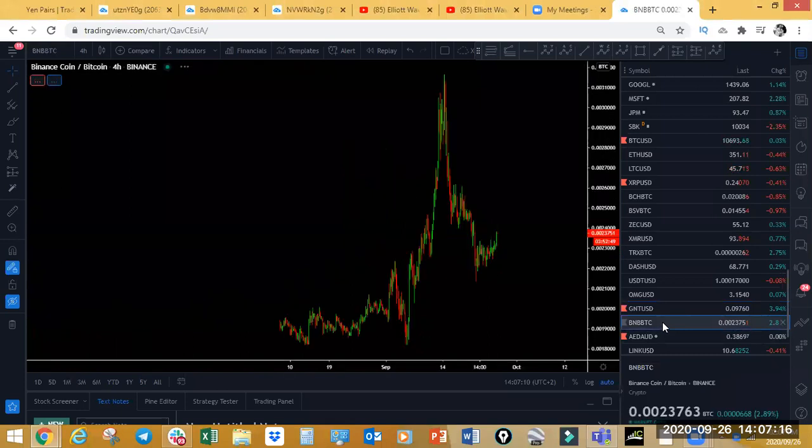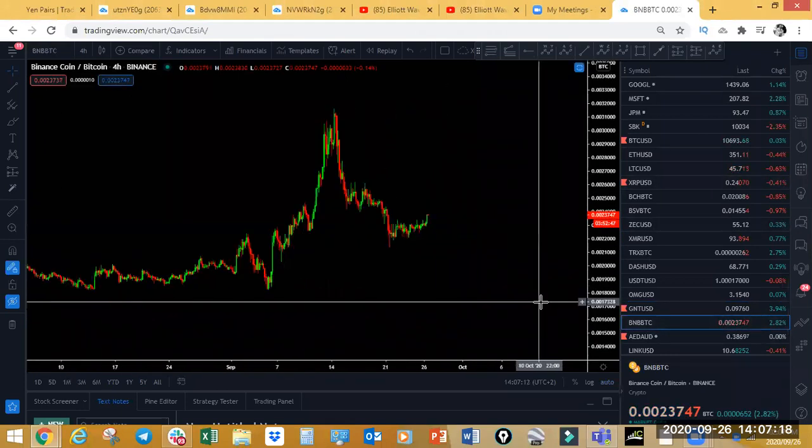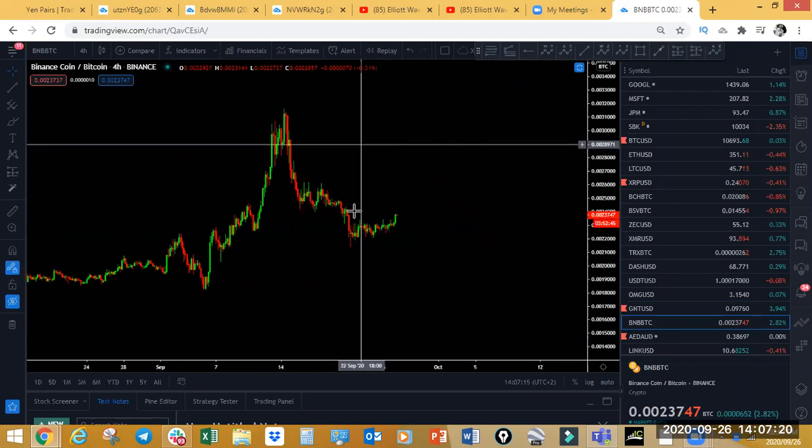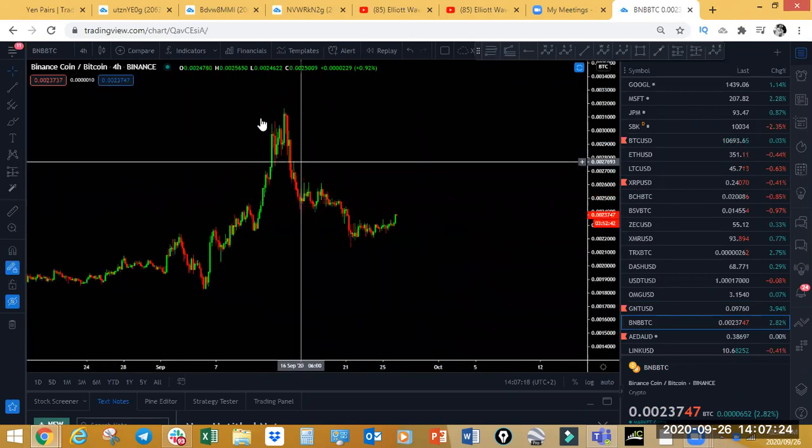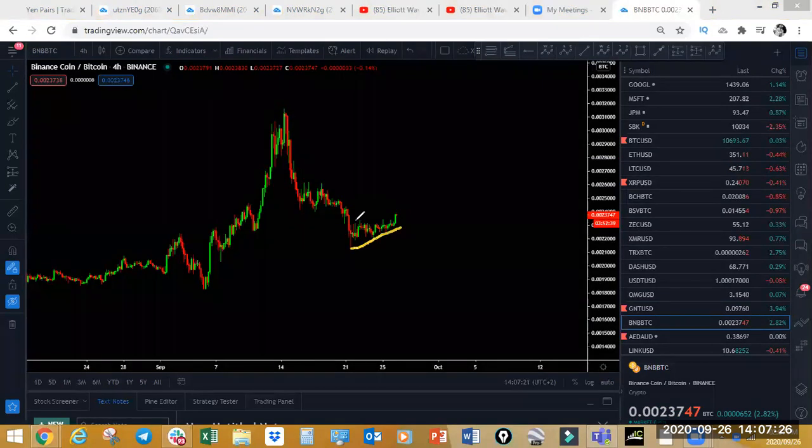Binance. Binance is not clear. Let's have a look here on Binance. So Binance looks to be making a move with a leading diagonal, starting with a leading diagonal. If it's a leading diagonal, we're gonna see a corrective structure, and then we're gonna start looking for upside. Let's watch this one for upside.